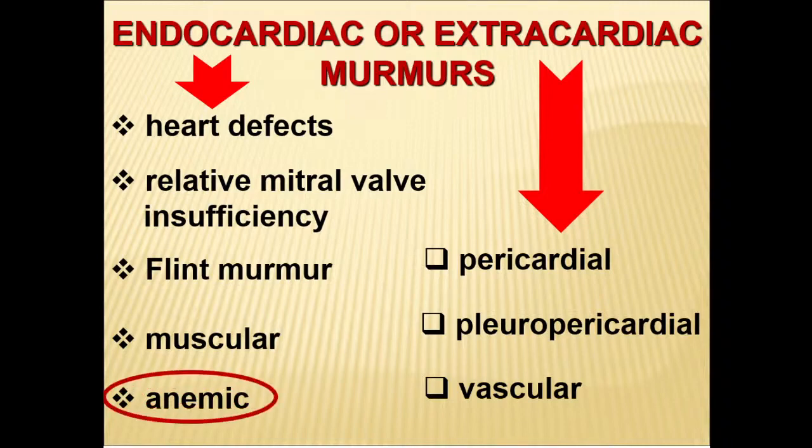I separate innocent murmurs because, if you were attentive, I explained to you: if it is heard over the heart points of the heart valves, it's assessed as endocardiac. If it is heard over peripheral vessels, it is assessed as extracardiac, a combined murmur.